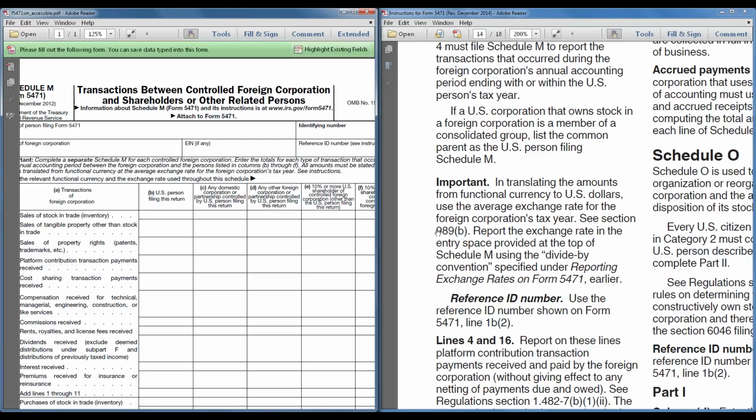And so when you're reading these instructions, you really have to take the time to pull up the code section. And this was hard about the client. They do not understand that when they decide to do a foreign corporation or even a foreign partnership, they've just decided to spend at least $10,000 more a year with you on doing the forms.